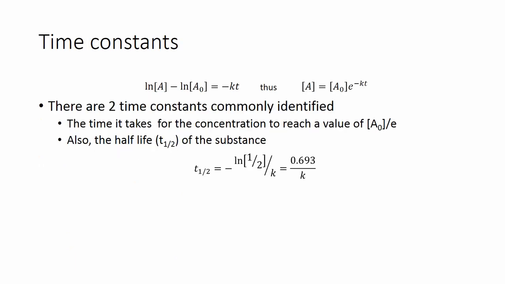Okay, now let's consider time constants. There are two time constants commonly identified in chemical reactions. The time it takes for the concentration to reach the value of A0 divided by e. Also the half-life of the substance, the t1/2. And you can see the calculation of t1/2 right here, and it's quite easy.